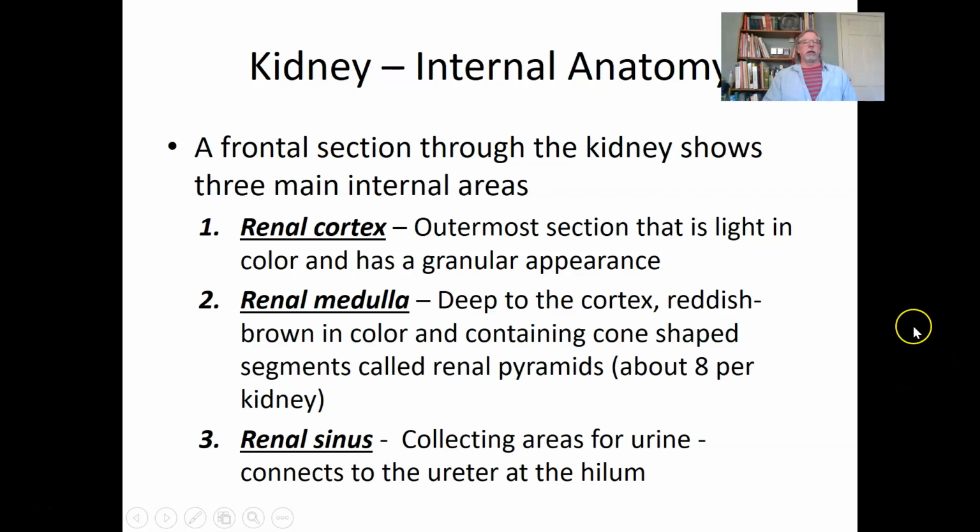Going deeper into the kidney is the medulla. Medulla means middle. This is a darker reddish color, and it is sectored off into regions called the renal pyramids. Finally, the innermost and medial part of the kidney is called the renal sinus. The renal sinus is where urine, when produced, first collects. And this is going to connect to the ureter as urine is flowing out of the kidney.